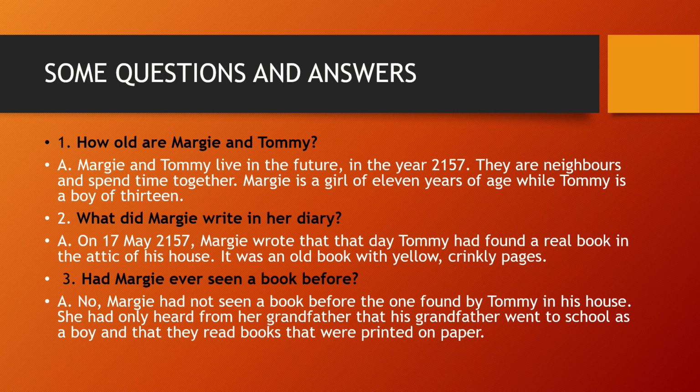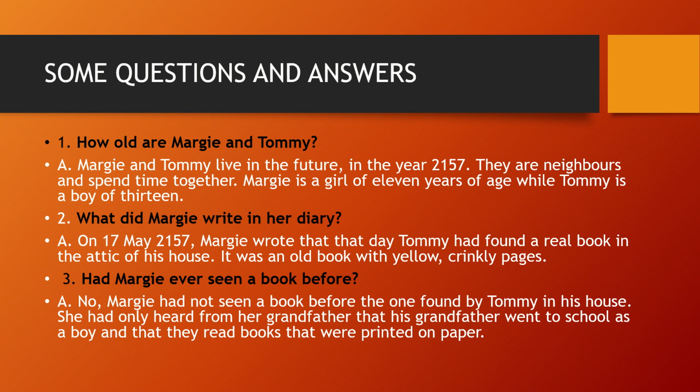So that was the summary, and now some questions and answers are there. Okay, so prepare well, and do read the text carefully. Okay, and solve the questions. First question is, how old are Margie and Tommy? Answer: Margie and Tommy live in the future in the year 2157. They are neighbors and spend time together. Margie is a girl of 11 years while Tommy is a boy of 13.